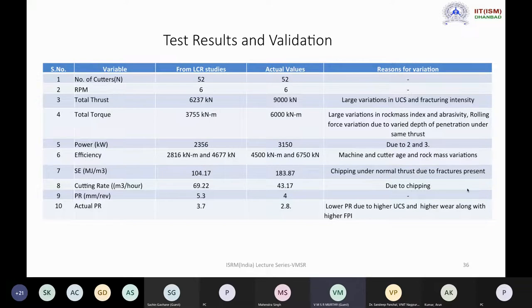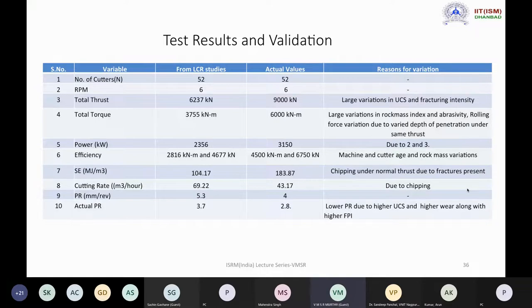I'm not saying that it exactly matches, but we have a fair amount of idea to compare the LCR study based results with the actual values and find out why there are variations in practice. Typical reasons are the compressive strength variations in the material like quartzite, and the fracturing intensity was quite different at different locations. This is what we observed over a period of time. We also found large variations in the abrasivity and rolling force variations. Machine and cutter age are also very important with respect to efficiency. Chipping under normal thrust due to fractures present is one of the reasons for a variation in specific energy.